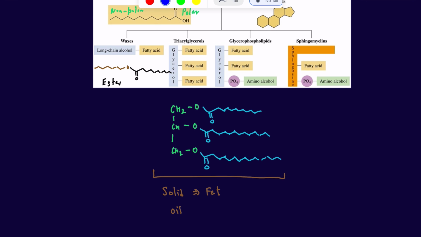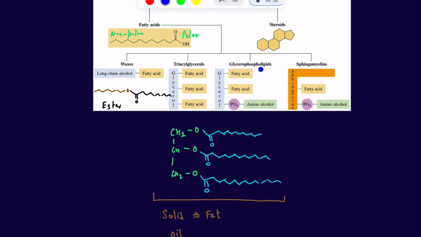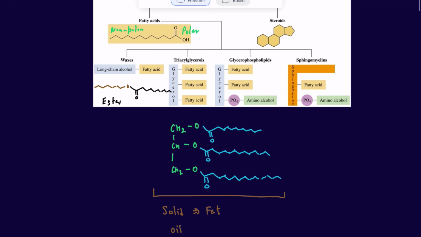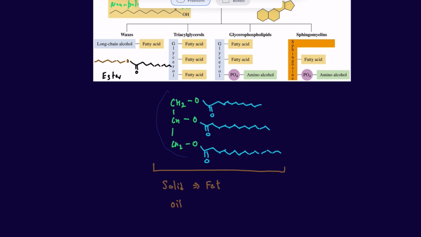In addition to that, you also can have glycerophospholipids. The difference is you still have this glycerol here, but two of the groups are going to be the fatty acids, and one of them is going to contain the phosphate, and it's probably going to have an amino alcohol in there. So if I want to give you an example of that, I'll probably just copy this down here.